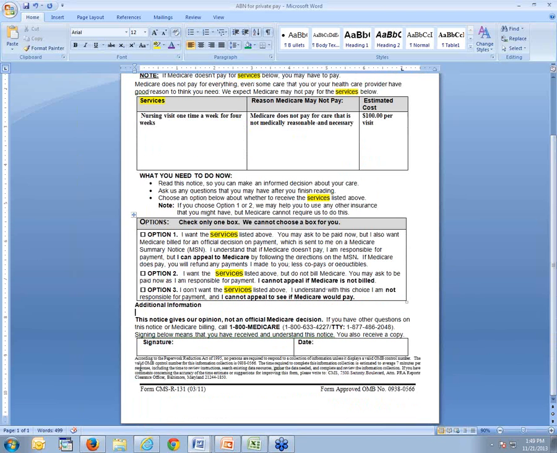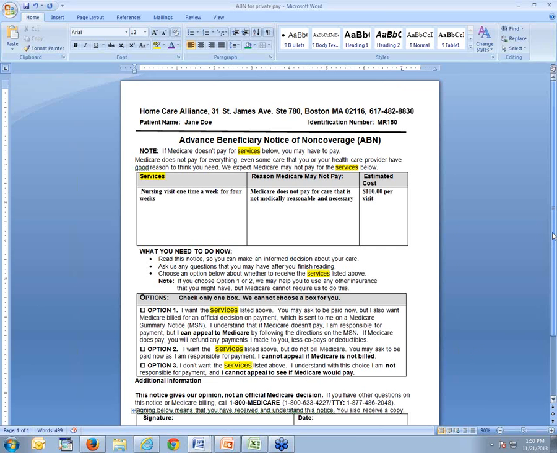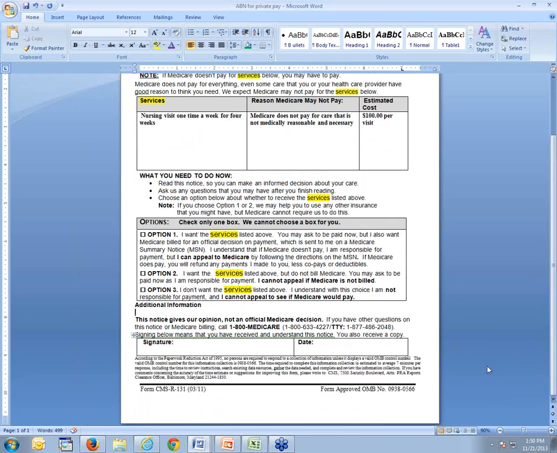Also, I did fail to say this when I was talking about all the sections. This disclaimer in here, the form number, and all of these numbers must be kept on the HHABN. If it is not there, they actually consider the form to be invalid. So just a reminder about that.